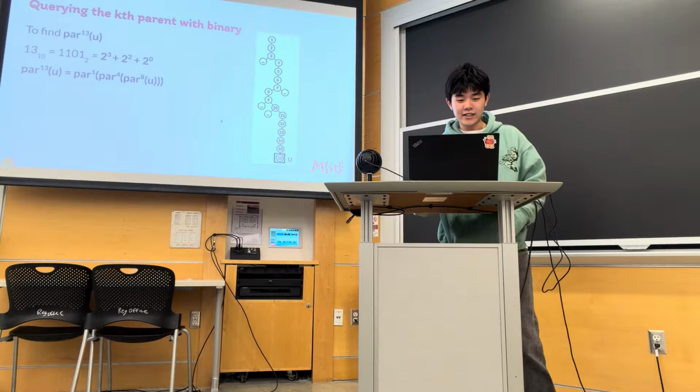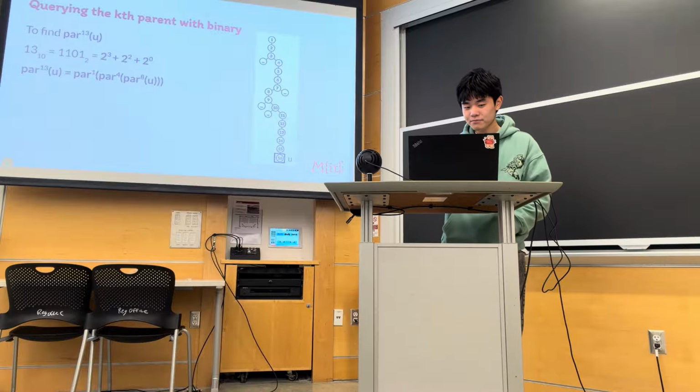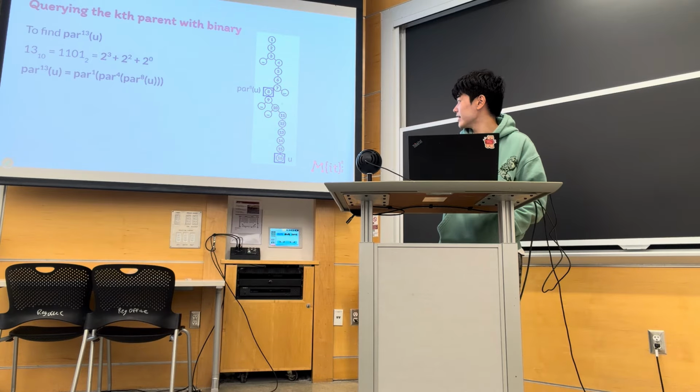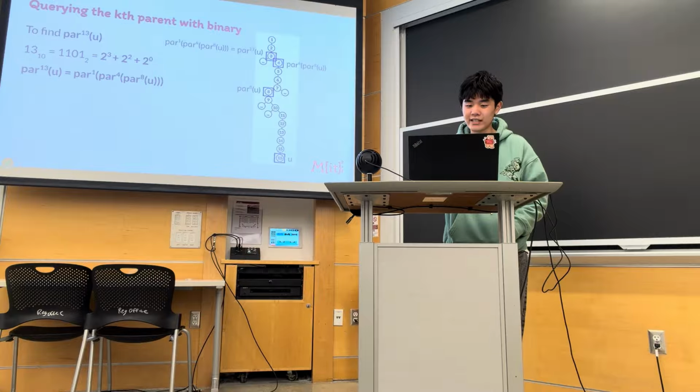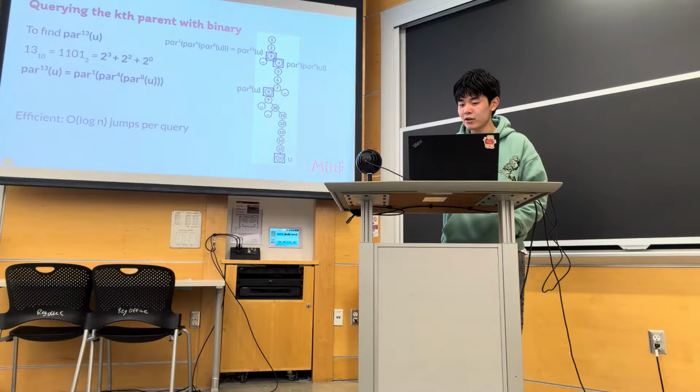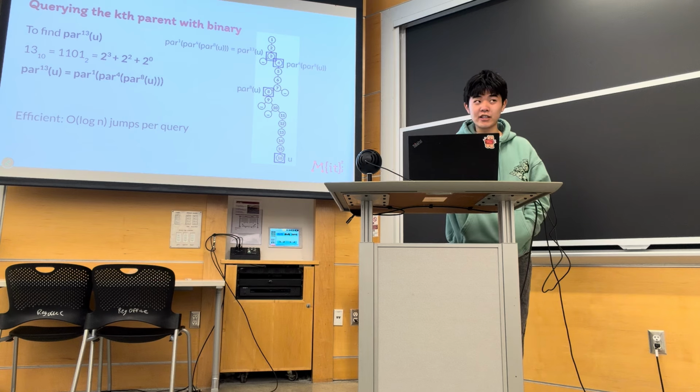Another example: let's say we want to find the 13th parent of u. We see that 13 decomposes into 2 to the 3 plus 2 to the 2 plus 2 to the 0, which is basically 8, 4, and 1. So we'll start off by finding the 8th parent of u, which is 16 in this case, and the 8th parent of 16 is 8. Now we'll look for the 4th parent of 8, which is 4, and we'll look for the first parent of 4, which is 3. And you can check that 3 is the 13th parent of 16. And each of these jumps takes O of 1 because we've already pre-computed these parent arrays.